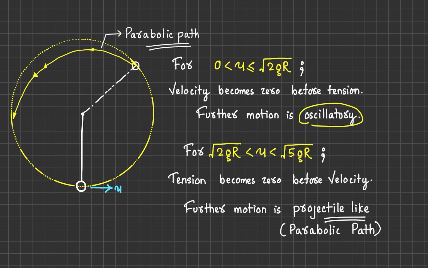That means if we provide a velocity which is less than root 2gr, then the particle will be in an oscillatory motion in this region. What happens if we give a velocity which is more than root 2gr but less than root 5gr? That means the particle should stay somewhere in between these two extremes. So in this case, as we have discussed in the previous slide, tension becomes 0 before velocity.